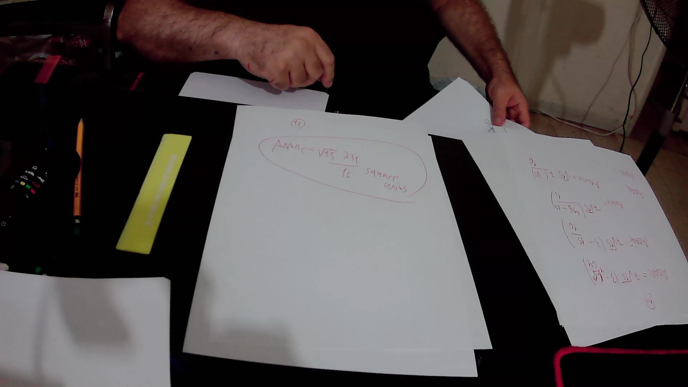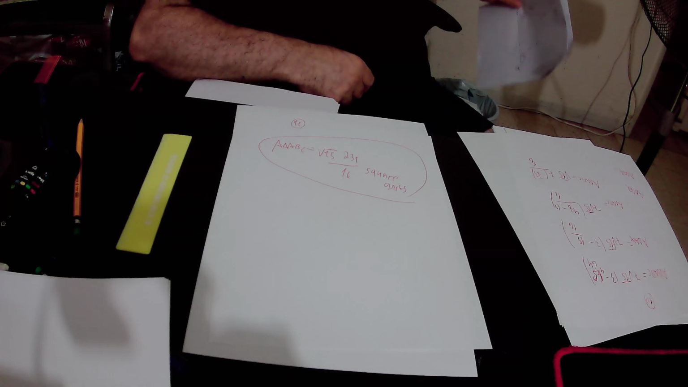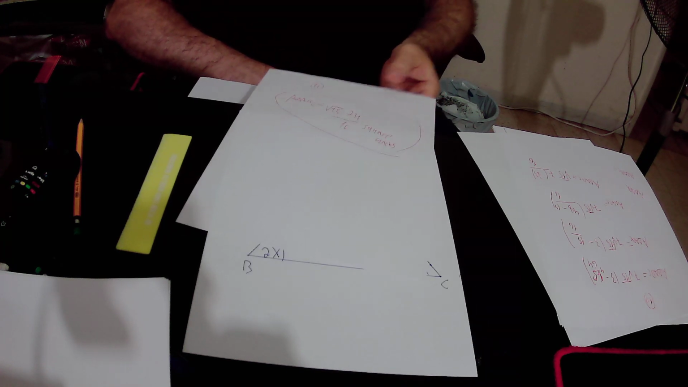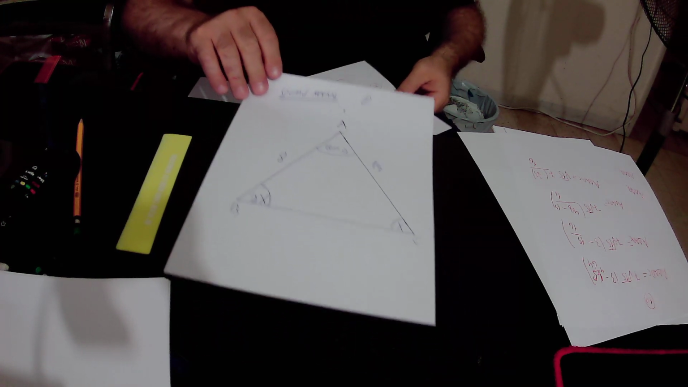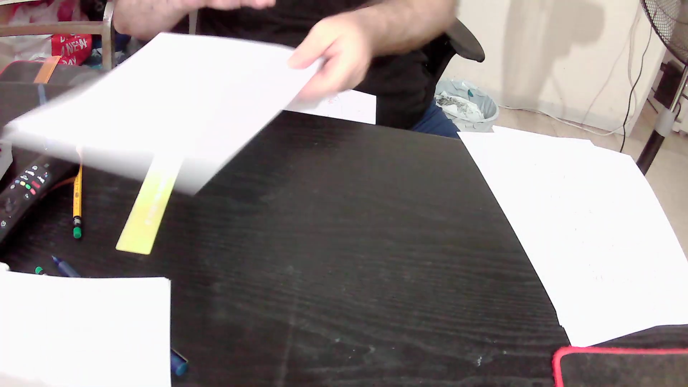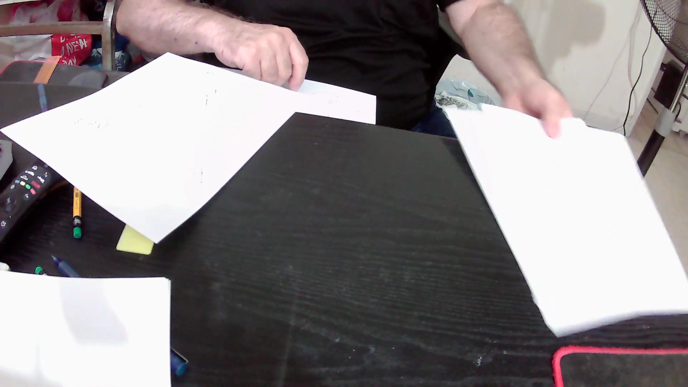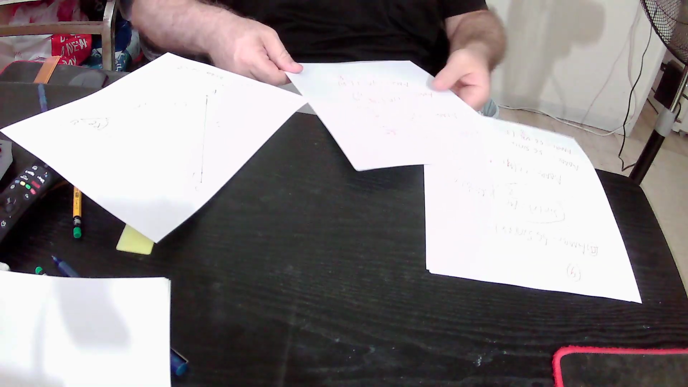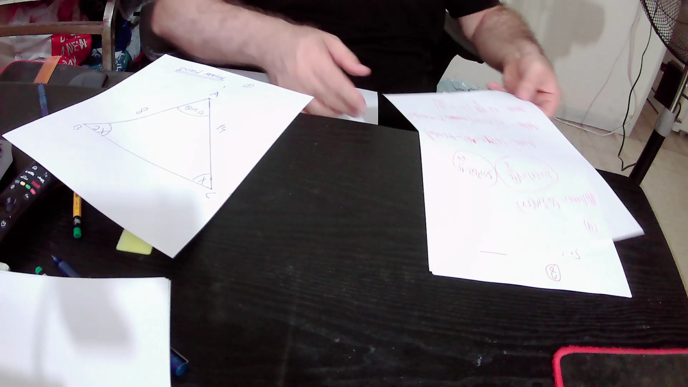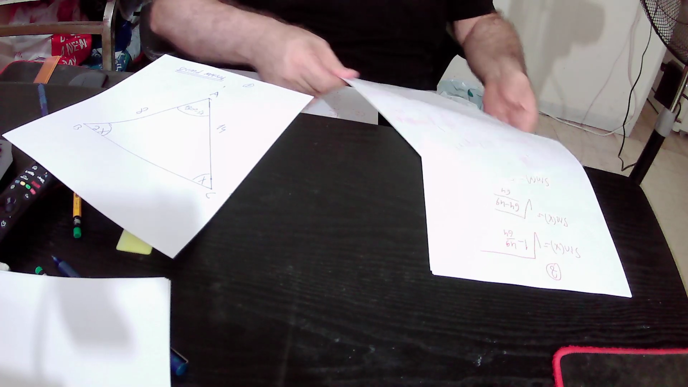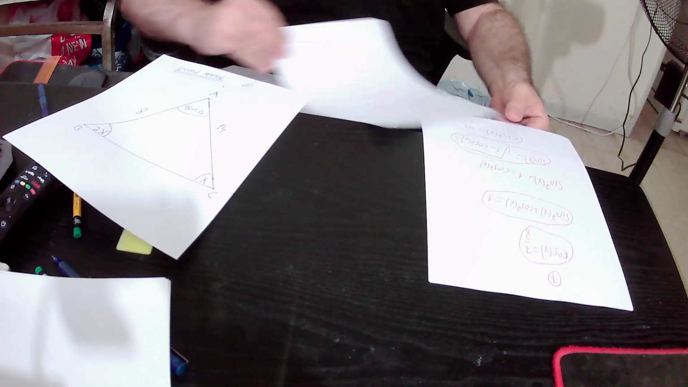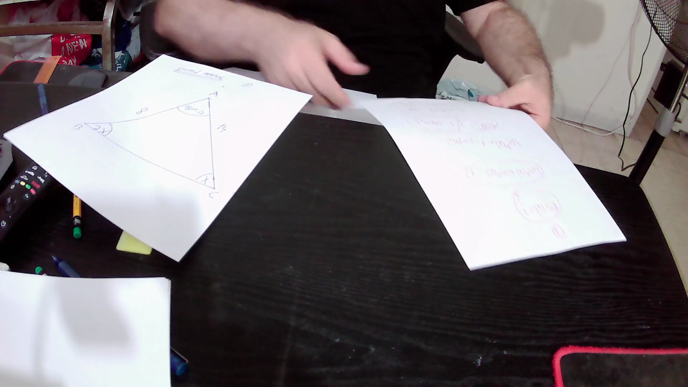Okay, now I will summarize the lecture. Actually, we wanted to find out the area of triangle ABC, and we counted the area in two different ways.